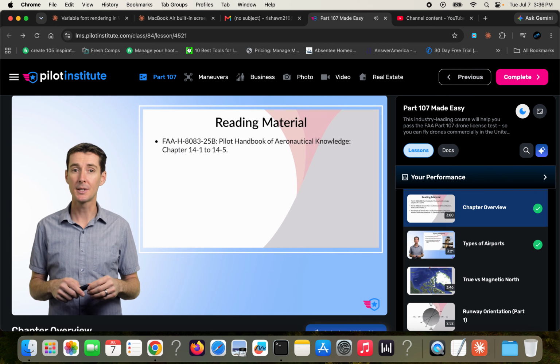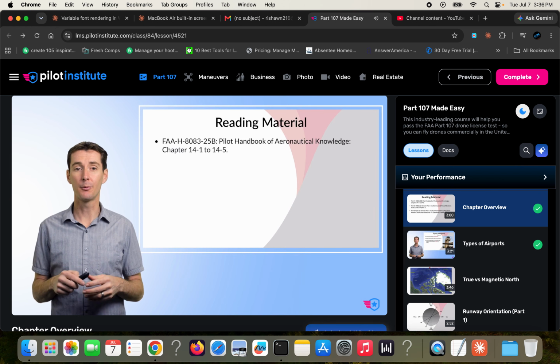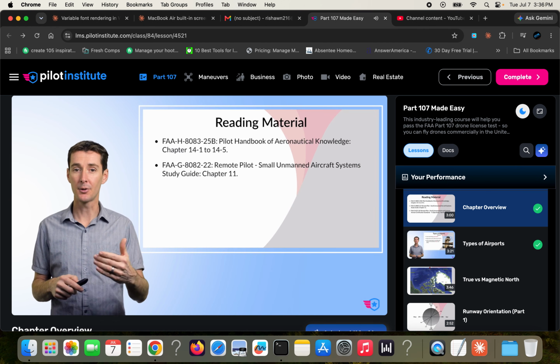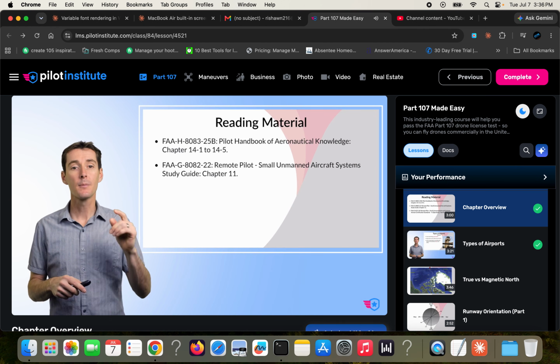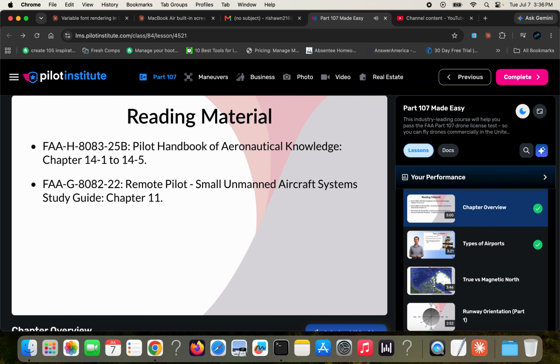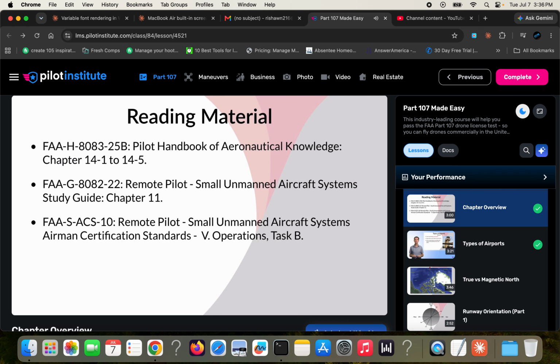The reading material for this is going to be, as always, in the PHAK, the Pilot Handbook of Aeronautical Knowledge, in chapter 14. Now, there's a small section in here, 14.1 to 14.5, that talks about all of this. There's a lot more information in other documents that I'm going to give you in a second. One of them is in your study guide, chapter 11. And then also, if you are looking for the standards for this, it's going to be in the ACS, the Airman Certification Standard, in part 5, the operation, task B.